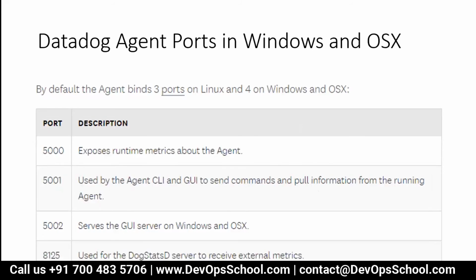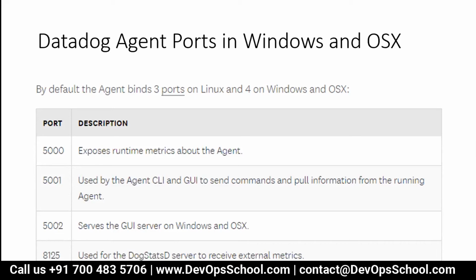Now, by default, the agent which you are going to install in some time binds 3 ports on Linux and 4 ports on Windows and OS X Mac. Which are the ports bound? 5000, 5001, 5002, and 8125, which the DogStatsD uses for the external metrics.